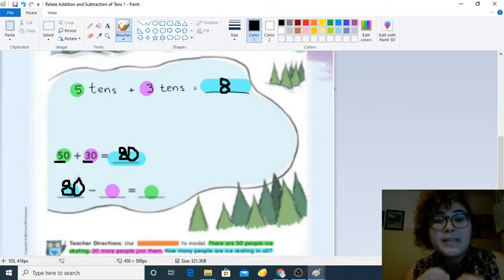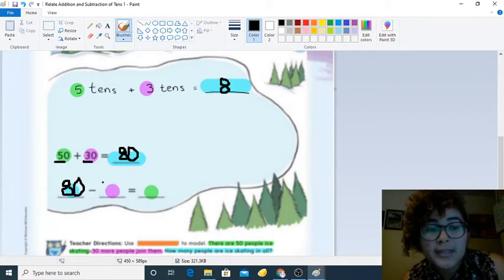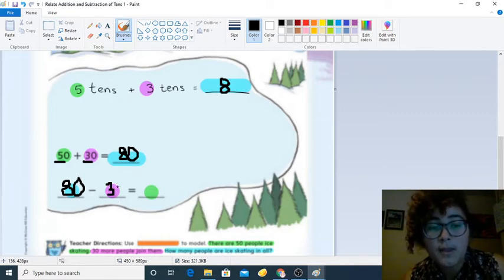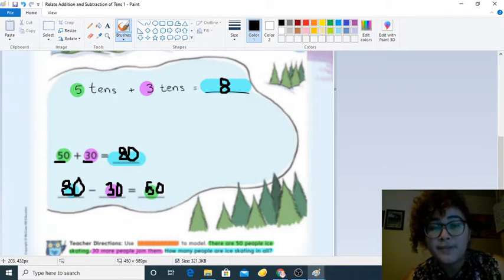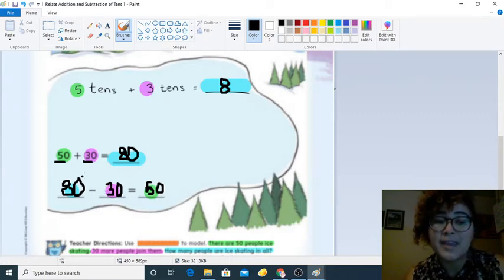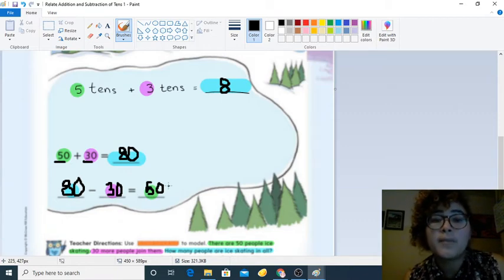Now, from this 80, what can we take away? Because we're going to subtract from it. In this case, we're going to subtract 30. And of course, if we take away 30 from 80, all we have left is 50. Meaning that the same way that 50 plus 30 is 80, then 80 minus 30 is 50. If we had put 80 minus 50, then the answer would have been 30. The important thing is that we keep in mind who's supposed to go at the beginning of either our addition number sentence or subtraction number sentence.